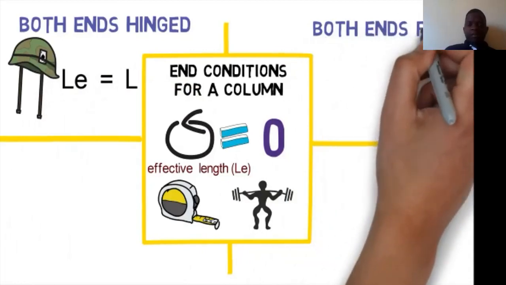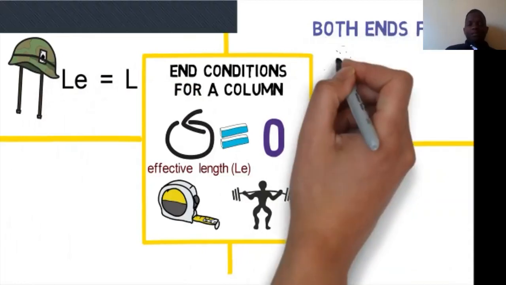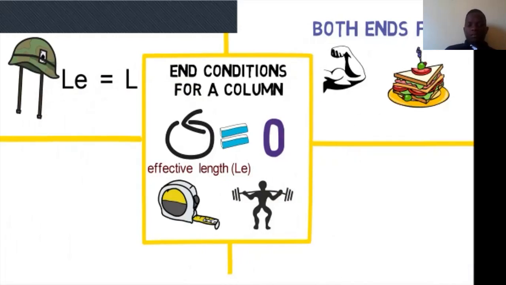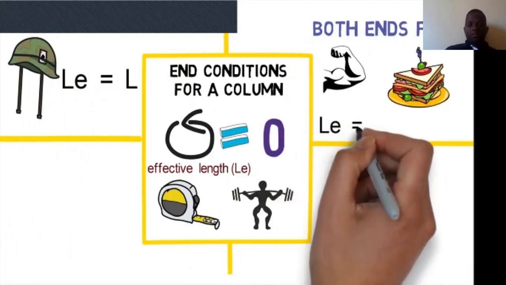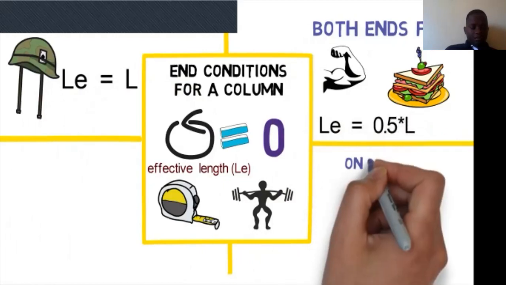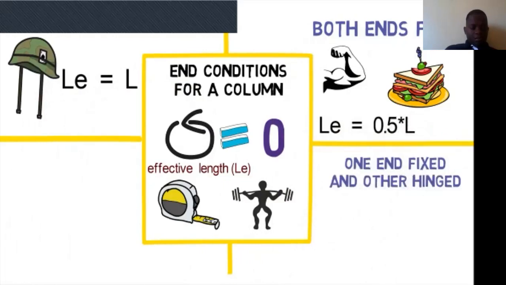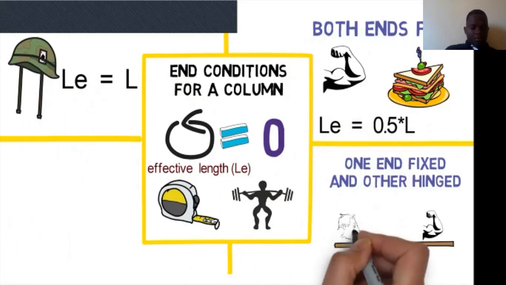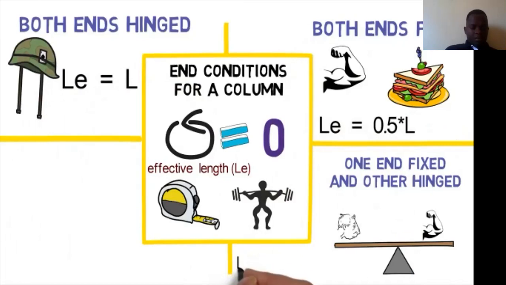Second, column with both ends fixed. This is the strongest column end condition. Both ends fixed column carries maximum load, and effective length for this condition is considered as half of total column length. Third, one end fixed and other end hinged. In this condition, one end of a column is stronger while the other end is very weak. Equivalent length for this end is 1 upon root 2.